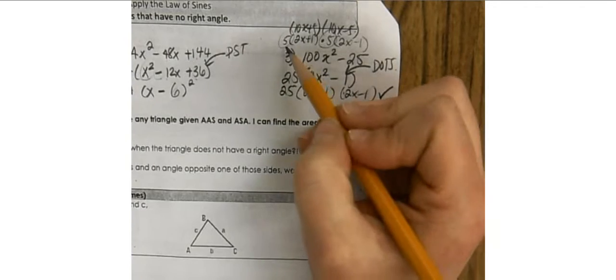Now the 5's on the outside can be multiplied because this is just multiplication and the order in which you multiply does not matter. So if you were to multiply 5 times 5, you would still end up with 25, x plus 1 times x minus 1, and you could still end up with the correct answer.